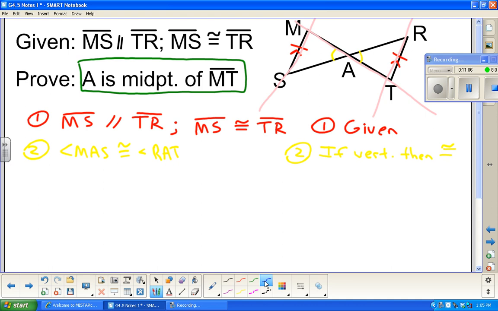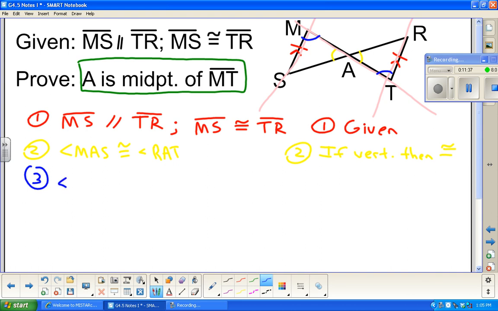Okay, let's take a look. SMA, this top guy here, and ATR. Are those alternate interiors? Yeah, we got our parallel lines going up the sides, right? Transversal cutting them. They're definitely inside the parallel lines, and they're on opposite sides of the transversal. So yeah, I think that works. Those are alternate interior angles. We know those are congruent. Okay, so we had to have been given that the lines were parallel. We were. Now we can go ahead and say those two angles are congruent.